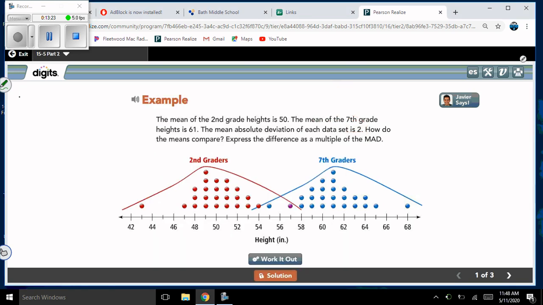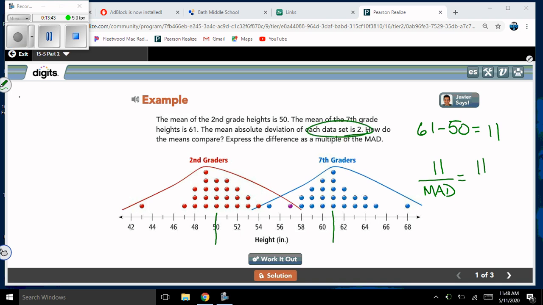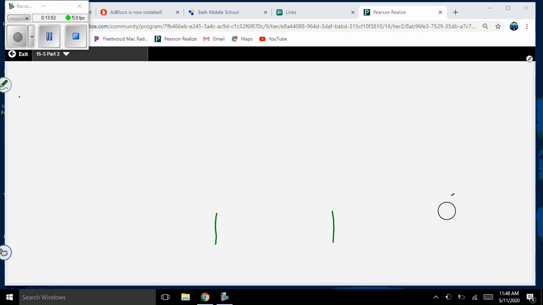Now again, the other way you could do it, maybe a little quicker, I wanted to do it so you understood it, is you could look at this 50 and this 61, and say, 61 minus 50, that's the distance between the two means, is 11. And if you take 11 and divide it by the MAD, which in this case is right up here, 2, you're going to get your 5.5. So again, this is one thing that's going to be difficult for you guys: these are all new terms to you that you have not really seen much.